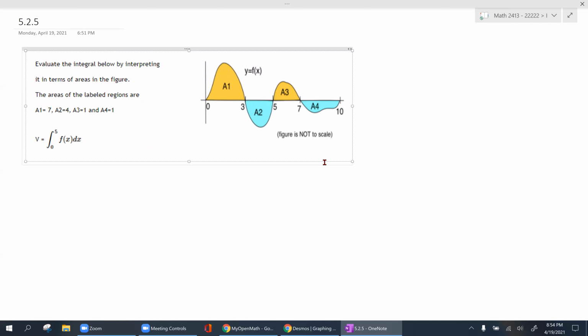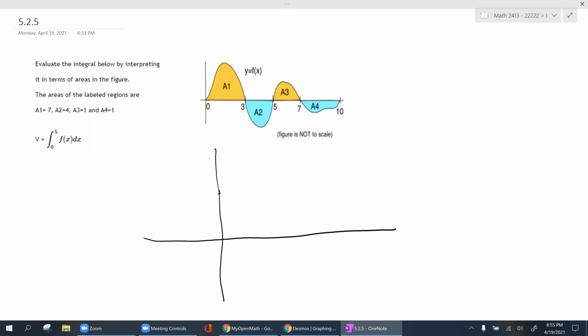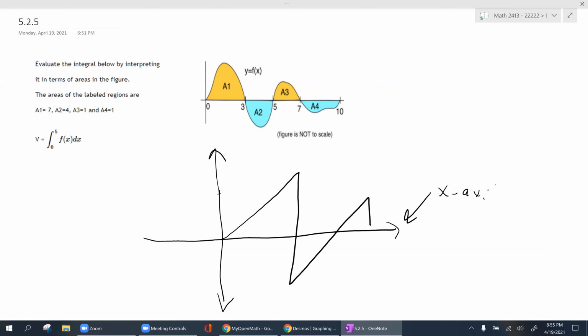With that being said, whenever you're dealing with the x-axis, and let's just say you have shapes like these, the area above the x-axis is going to be positive. Areas below the x-axis are negative. So always be sure to apply a negative value.